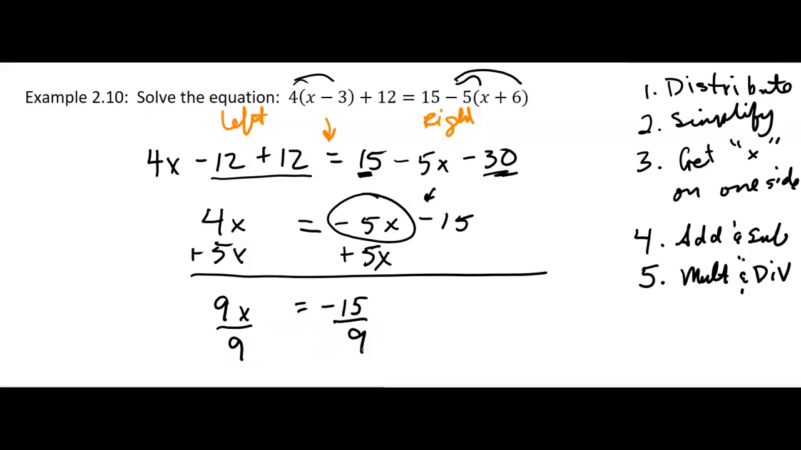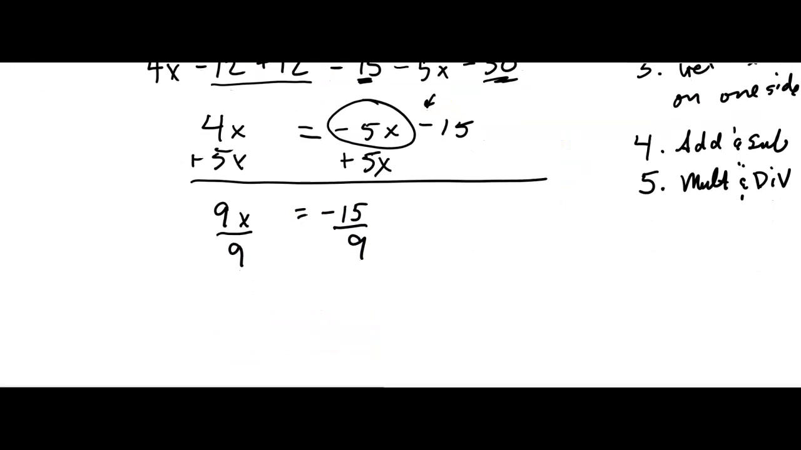And so for this problem, I'm going to get an answer of x equals negative, and then I'm going to reduce that fraction. 3 will go into both, so it's going to be 5/3. So you want to make sure you have the negative sign in there. Okay, that's 2 examples. One was kind of easy, and then the other was a little more complicated.